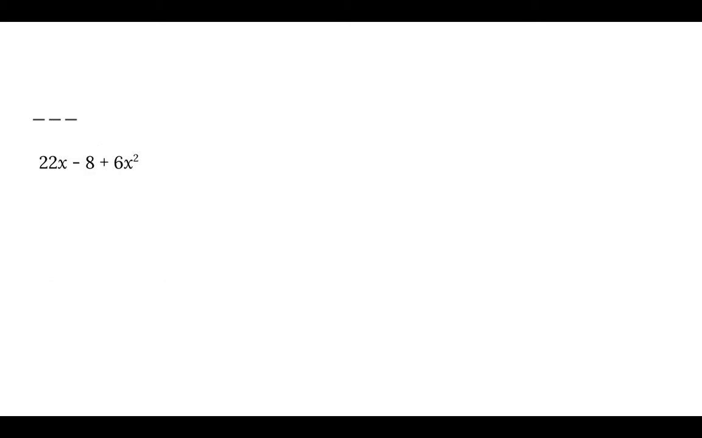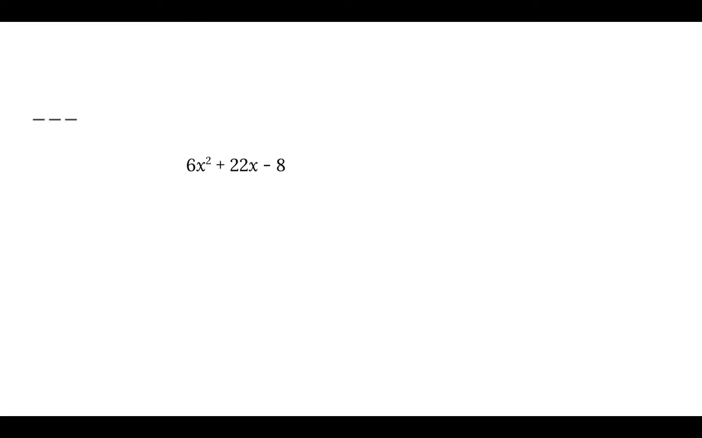Now here's another trinomial. The one thing that's different between this trinomial and the one that we had previously is that it's not in standard form, and you have to make sure that your quadratic is in standard form. So I'm going to rearrange this so that my exponents go down in descending order. Got 6x squared plus 22x minus 8.